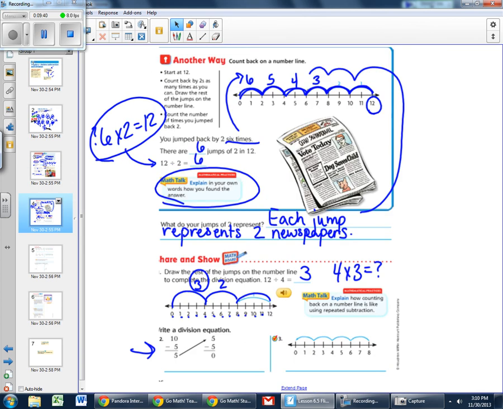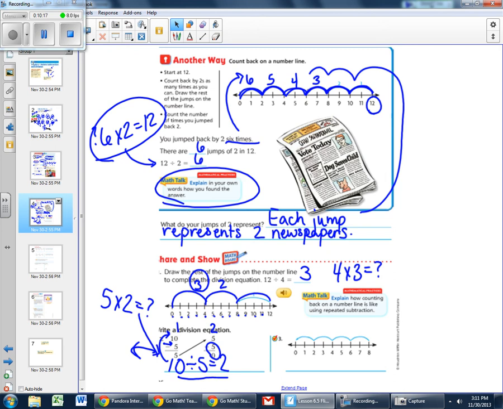Okay? So we have 10 is our big number, divided by what you're subtracting by, equals how many times you did this. So they only had to do it twice before they got to 0. So 10 divided by 5 equals 2 is how you would read it. Now, check yourself. Is 5 times 2 10? If it is, you know that you have the right answer.